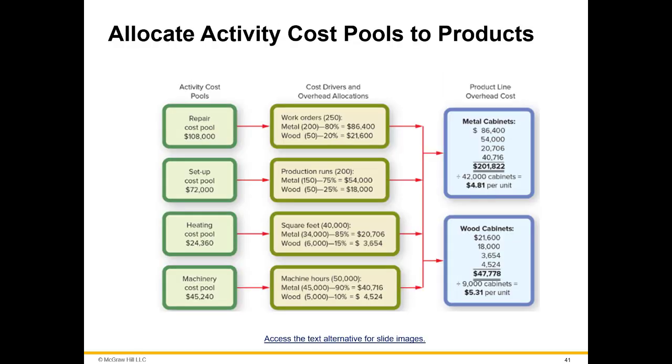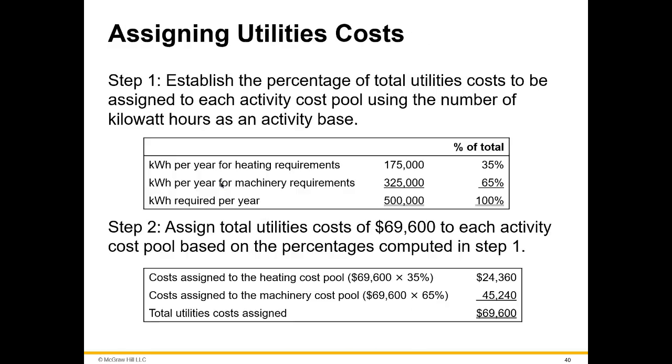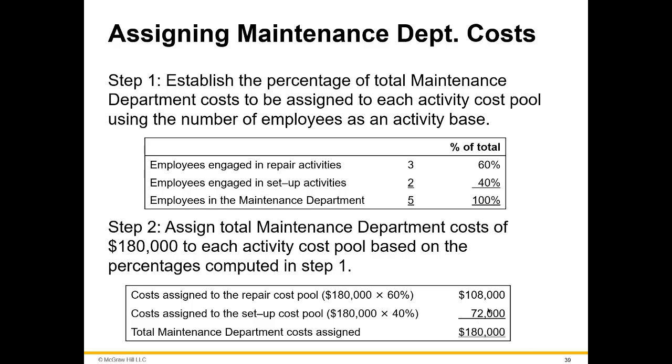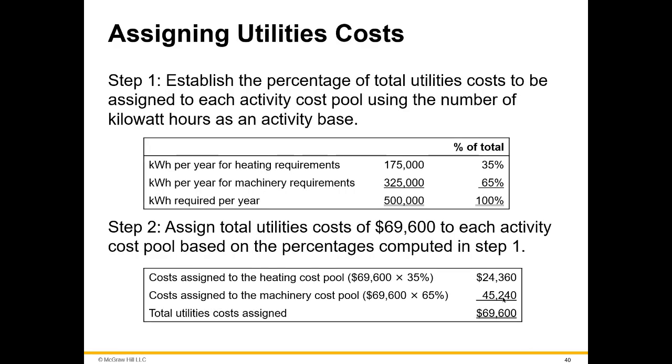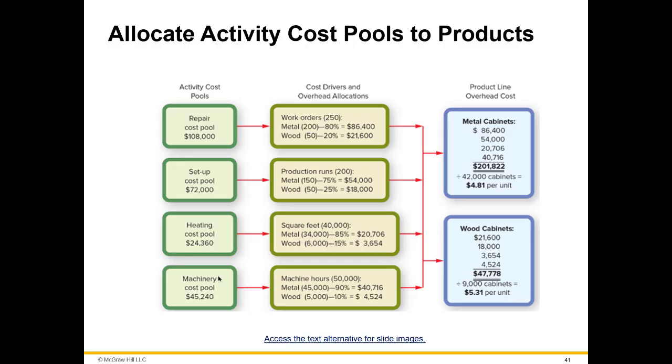And now we're going to take that, and we have each of these, we have the activity pool cost. So let's just go back, 108.72, and here's 108 and 72, and then 24,360 and 45,240. That's here. And then we're going to allocate them on the basis of cost drivers. So the repair cost pool looks like it's allocated on the basis of work orders. The setup cost pool is allocated on the basis of production runs. So we're allocating between metal and wood. Metal and wood, and we're taking that to, so here's 86.4, here's 54, here's 21.6, here's 18, and we're going to continue to do this.